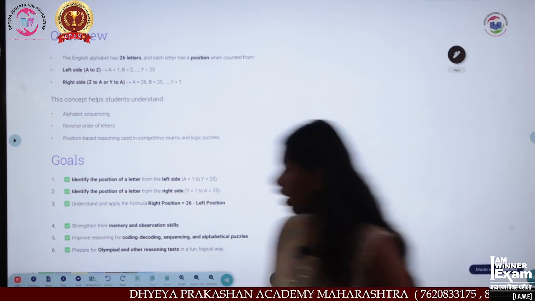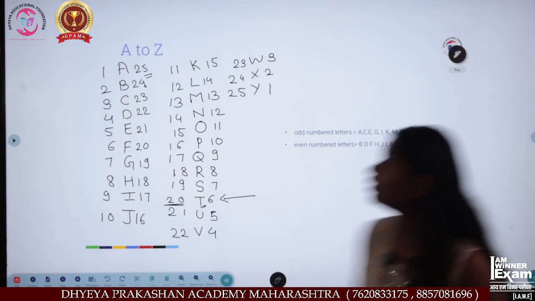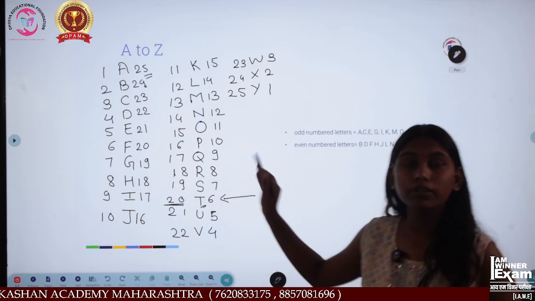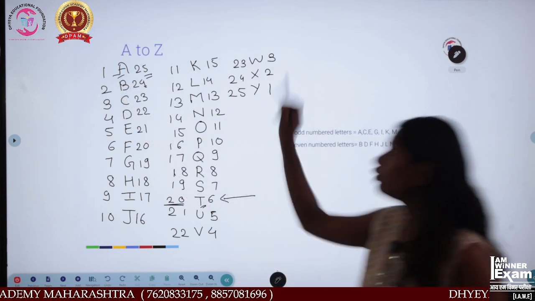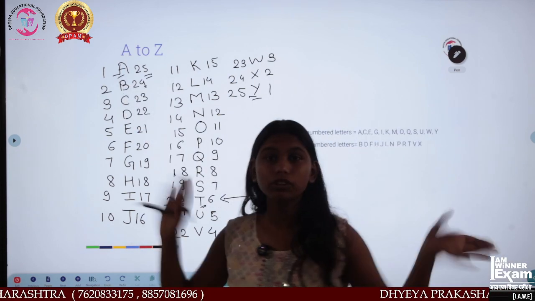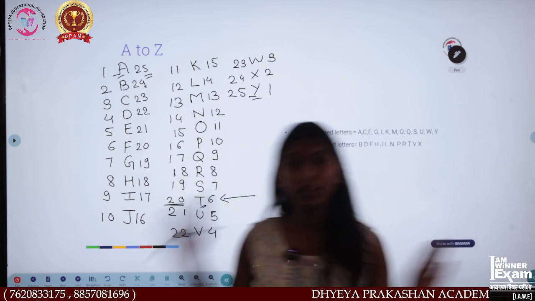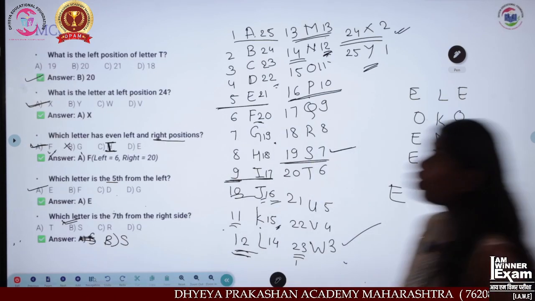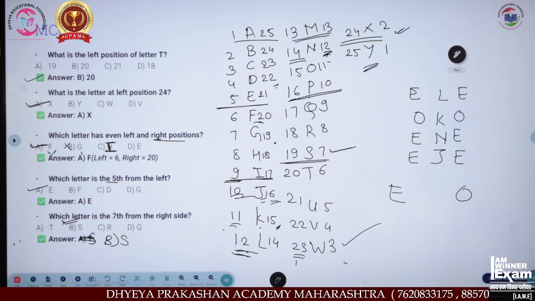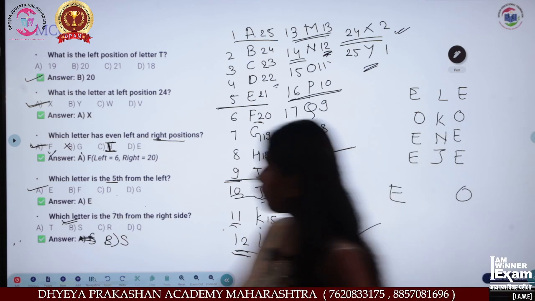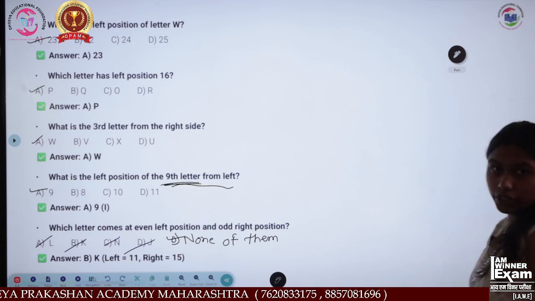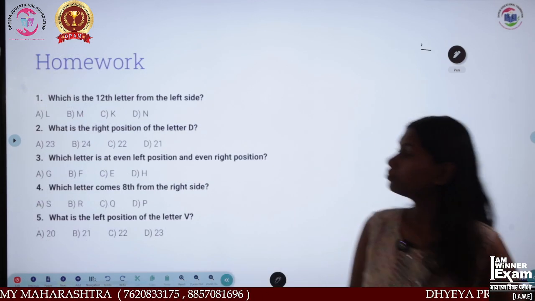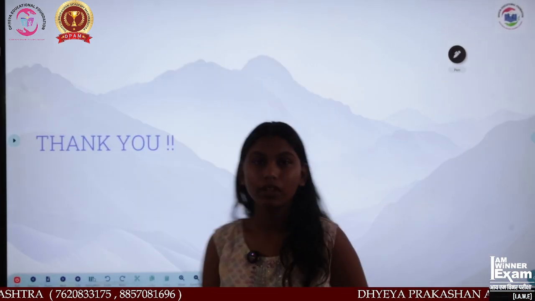We also prepared this chart which considers the letters from A to Y, and we gave them numbering from the left hand side as well as the right hand side. Then we solved this MCQ based on that chart. And then here comes your homework. Thank you.